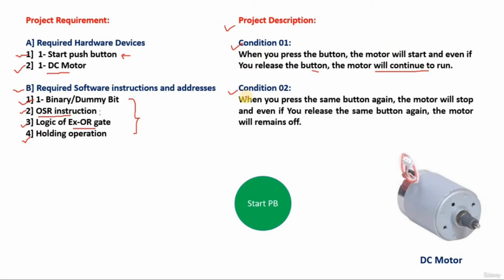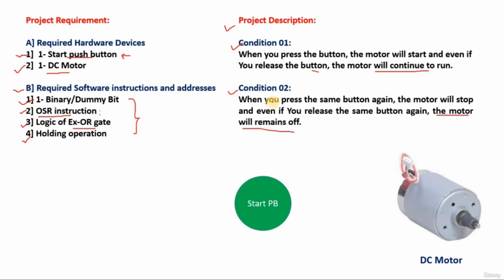And what about condition number 2? In condition number 2, when we press the same button again, because we have only one button, the motor will stop, and even if you release the same button again, the motor will remain off. These are the two conditions related to the start push button and the DC motor.